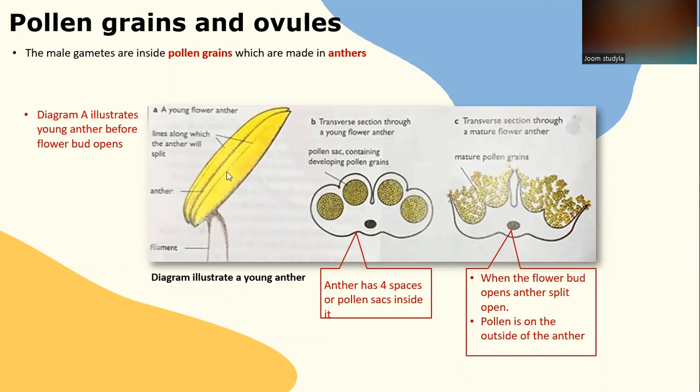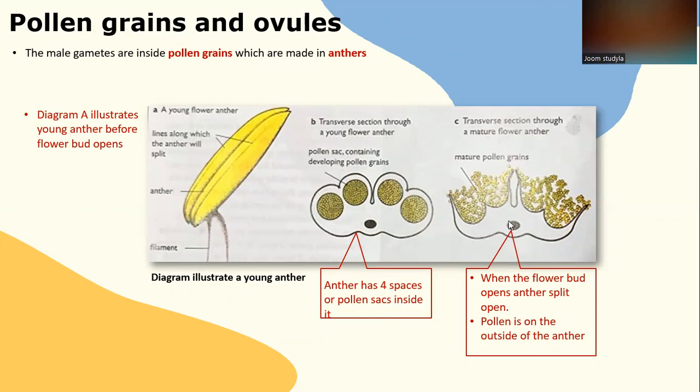So this is the anther. Beside the anther, beside the line, there will be a line. This is the filament. Whereas diagram B is an anther that has 4 spaces of pollen sacs inside it. Pollen sacs which contain developing pollen grains.